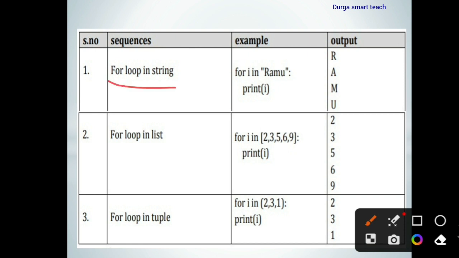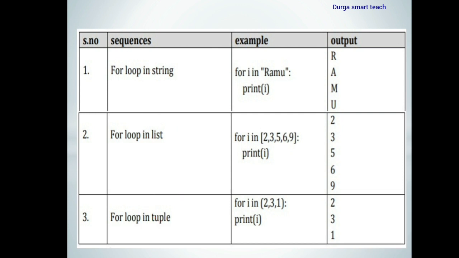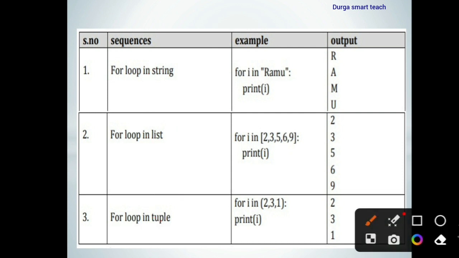We have a for loop in a string, a for loop in a list, and a for loop in a tuple. String, list and tuples are known as collections. String is a collection of characters, list is a collection of elements, and tuple is also a collection of elements. See this example: for I in Ramu.